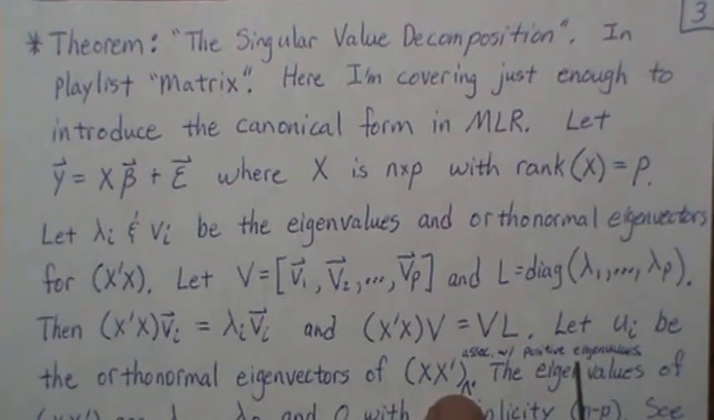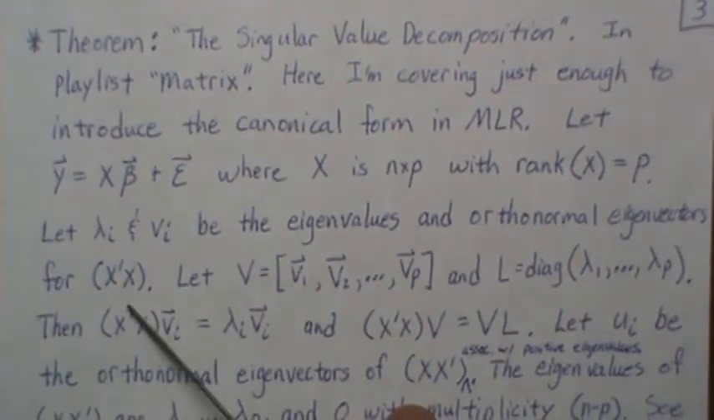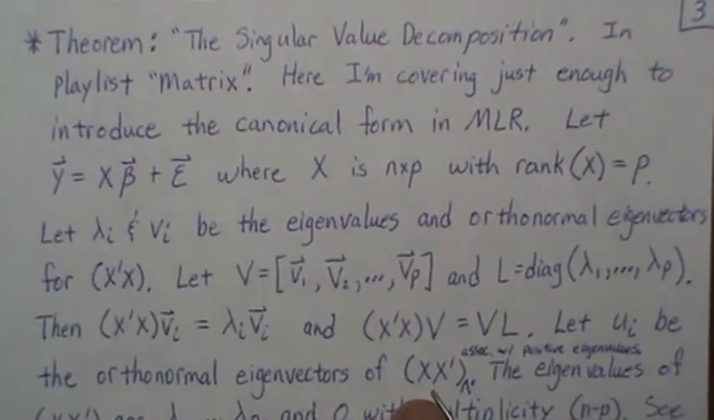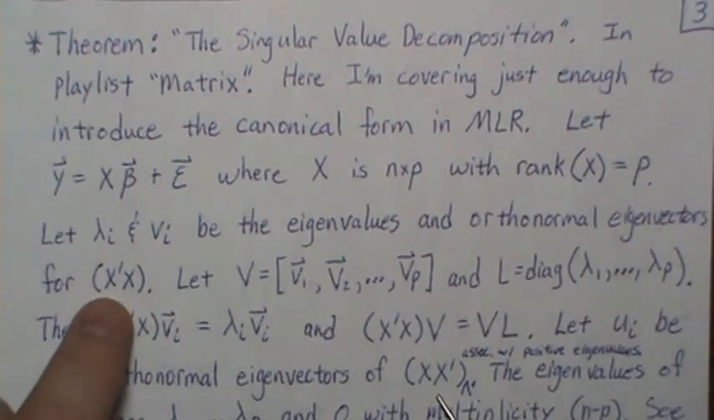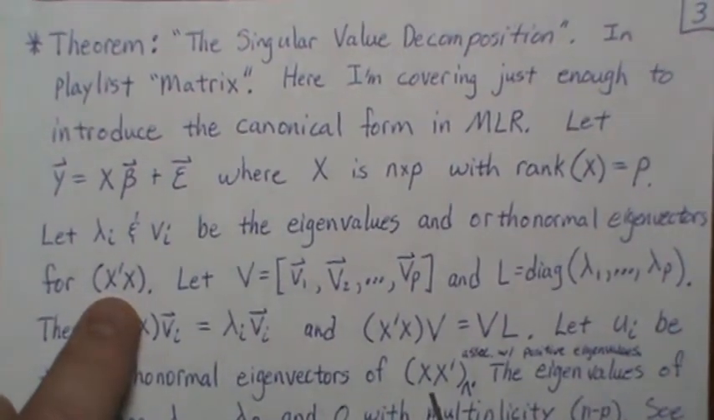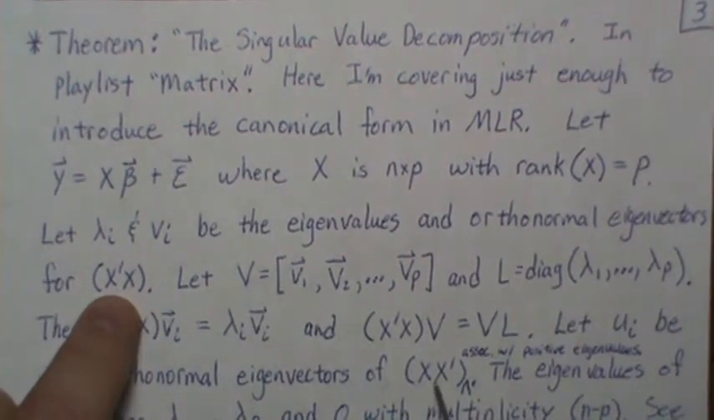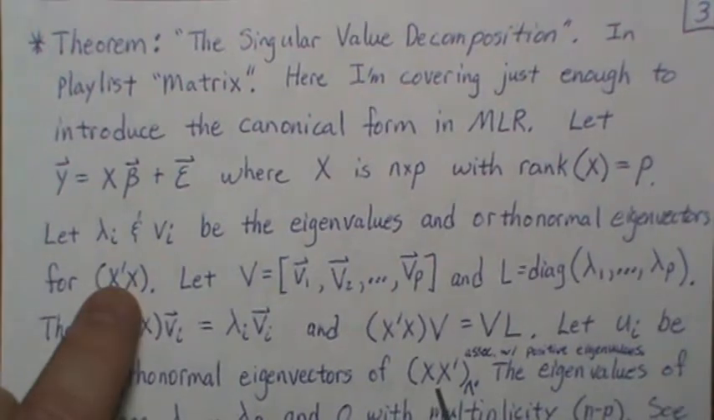Now, let's let u_i be the orthonormal eigenvectors of X X transpose, and these are associated with the positive eigenvalues. So this is X transpose X, and this is X X transpose. I have a video that says the positive eigenvalues of X transpose X are equal to the positive eigenvalues of X X transpose. They're actually the same.